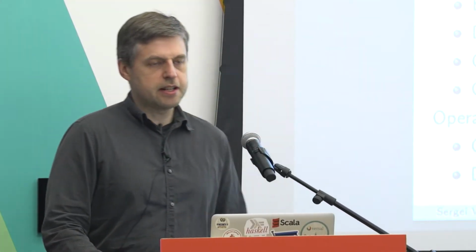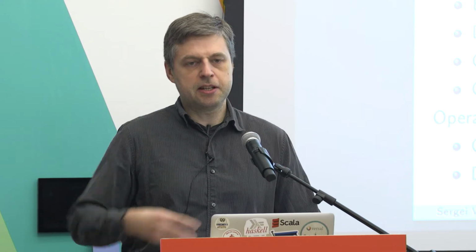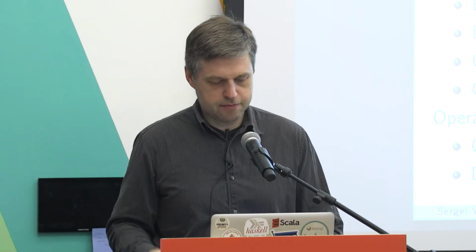But let's go back to this idea of automatically started actors. How would that work? Well, obviously you send a message and then the actor needs to start consuming that message and working on it. So it's like having a function call that's executed concurrently on a data item. What does it mean that we make function calls concurrent? Well, several functions will run at once, maybe, and so obviously they should have no shared state, right? So we're thinking functionally. Each function is a pure function, takes some arguments, and concurrently executing functions should obviously work on different instances of data, not on shared instances.